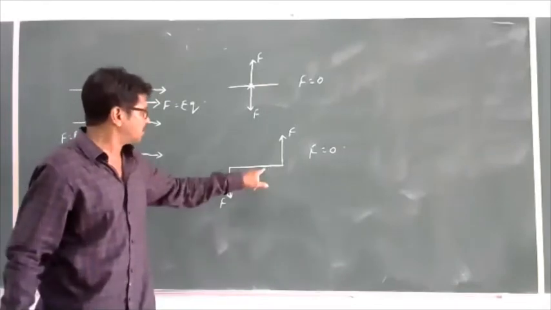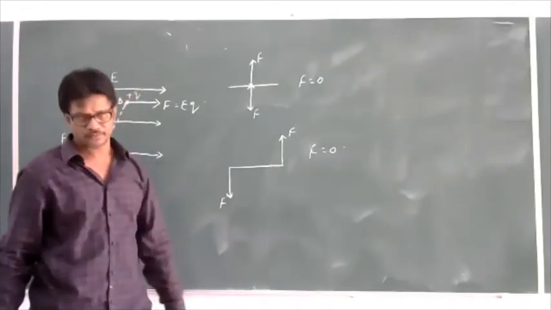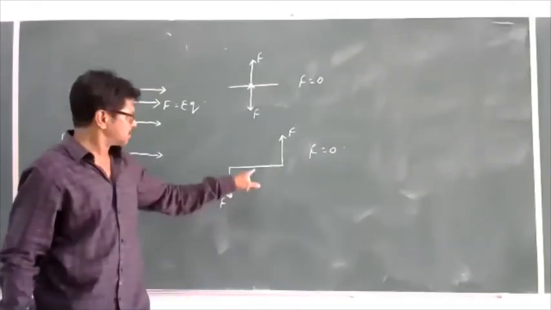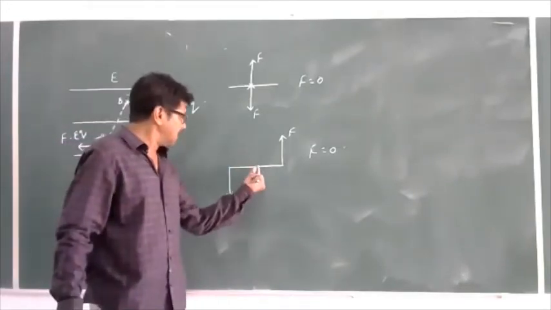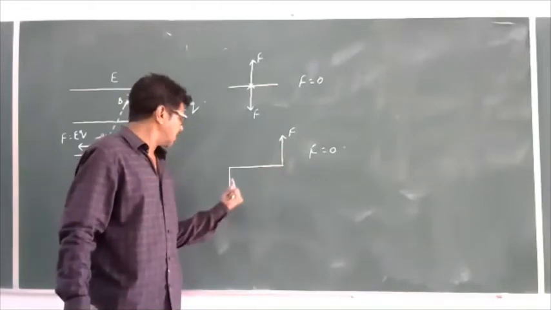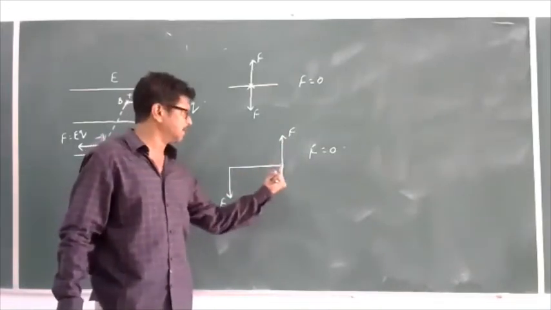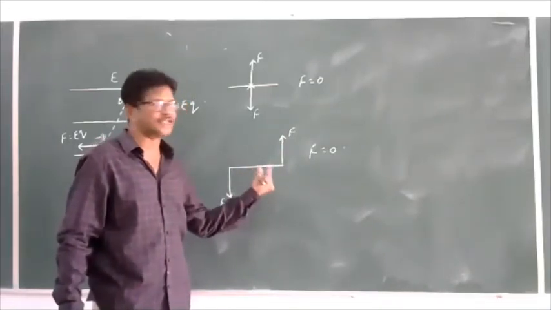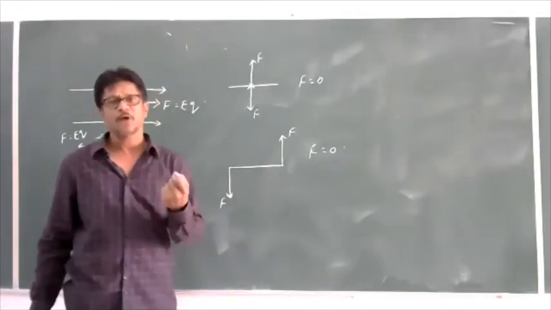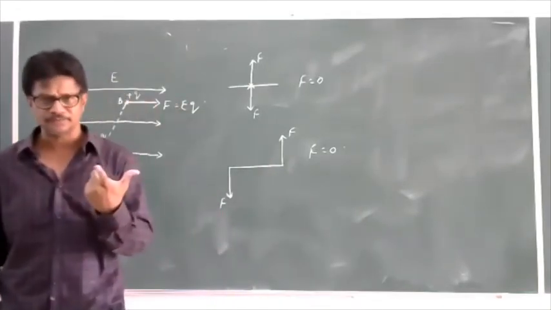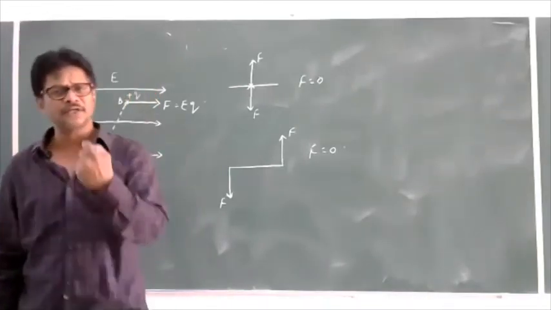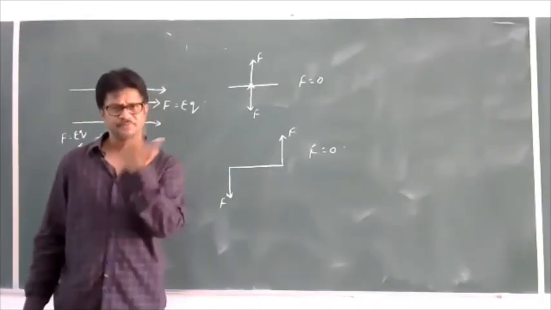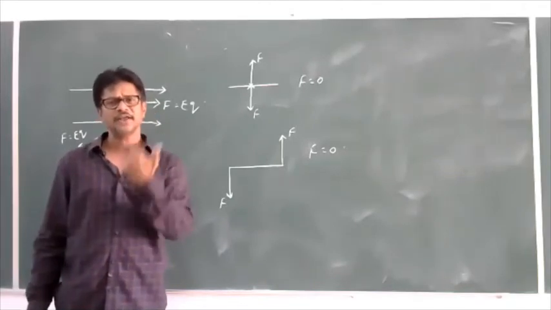Then what is the special property it will possess? Whenever two equal and unlike forces are separated by a certain distance, we call it a couple. Couple, C-O-U-P-L-E. What will the couple give? The couple will always give the turning effect.